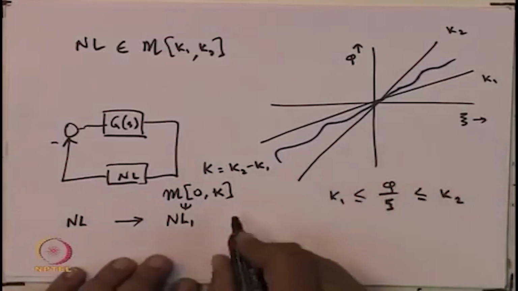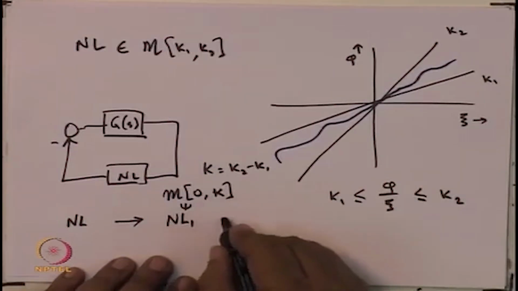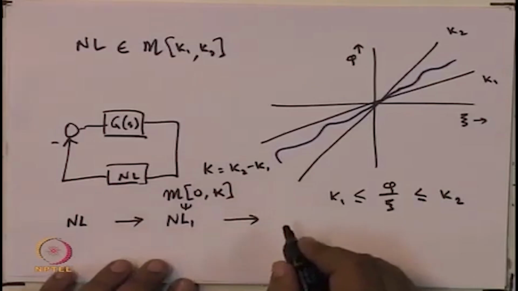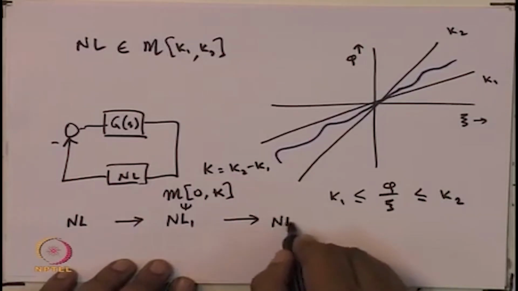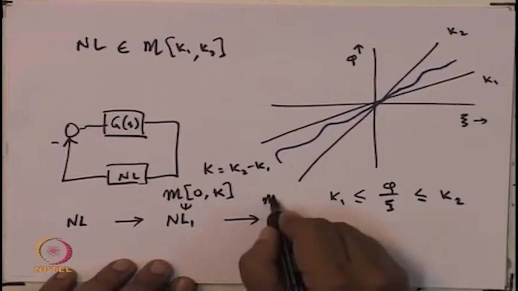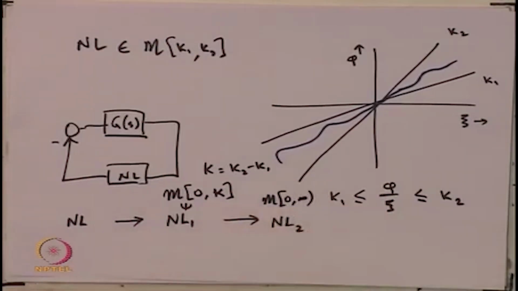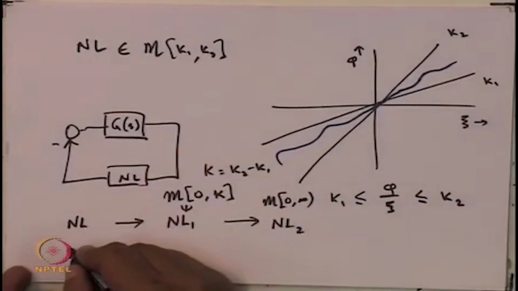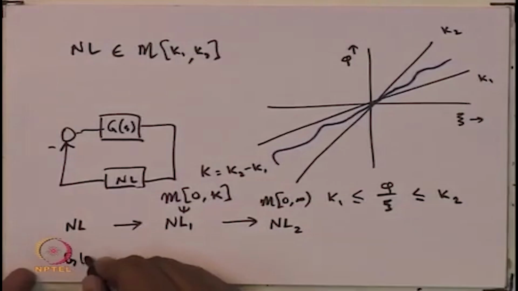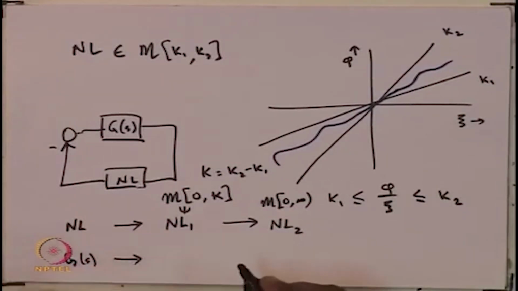The second transformation is when you convert something in the 0 K sector to this second nonlinearity, which is a passive nonlinearity. That means it's in the 0 infinity sector. Okay. Now, when one does this, then the linear plant which we had here, G or G of S, also gets transformed in a certain way, and we have talked about it earlier.